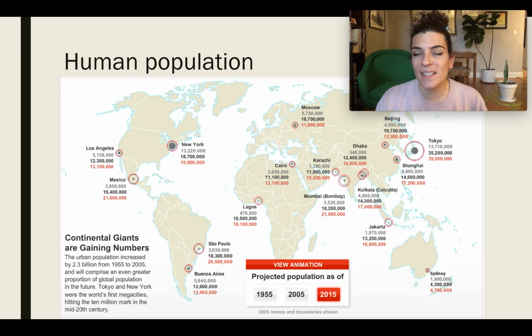People are increasingly moving to cities. So densely populated areas are getting even more populated, even more dense. A good example of this, right, is Mexico City, which in 1955 had a population of under 4 million people, and by 2015 had a population of almost 22 million people. And so you can see the size of that dot for Mexico City grew substantially. Even Tokyo, an already big city in 1955 with over 13.5 million people, by 2015 is approaching 36 million people.